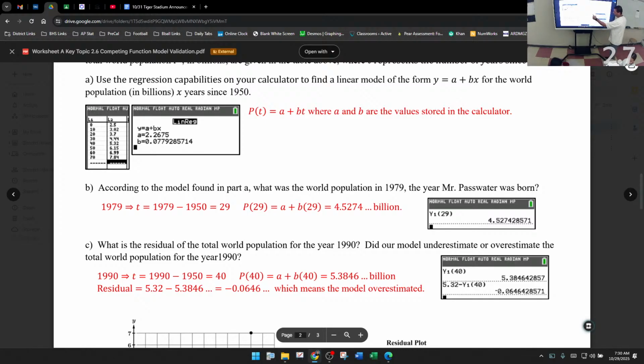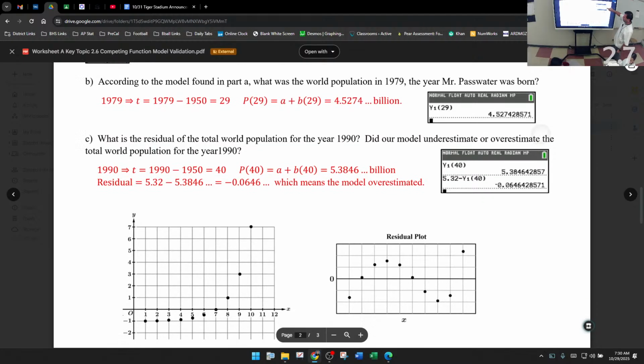4.527. But then you got to put the word billion because that's in billions. So the residual should have been negative 0.0646. That means we overestimated it. Residuals do not have a unit of measurement. Okay.